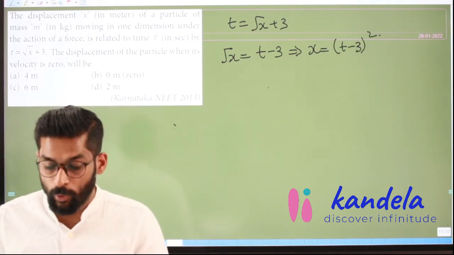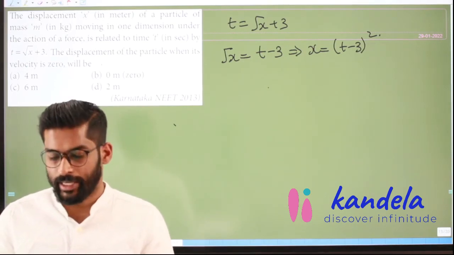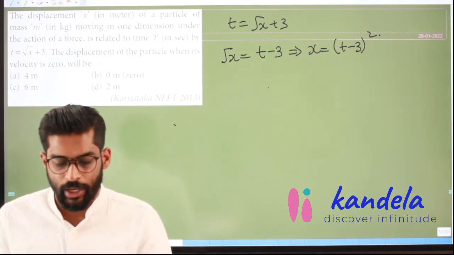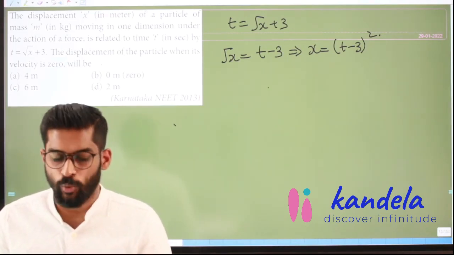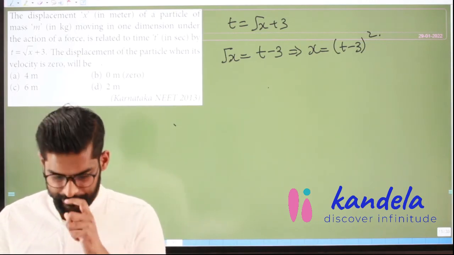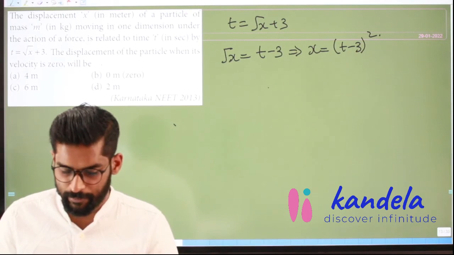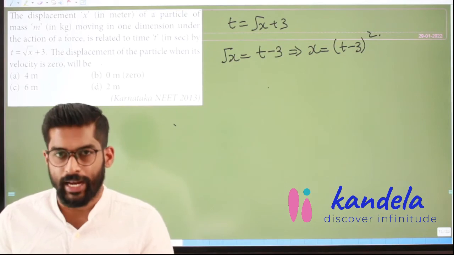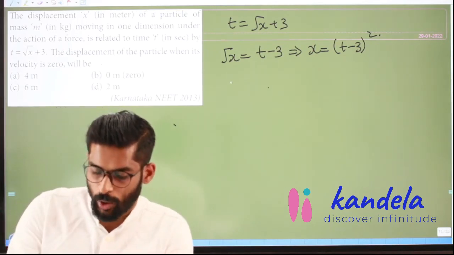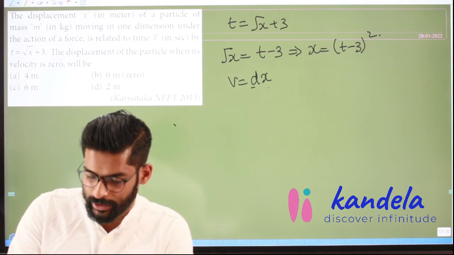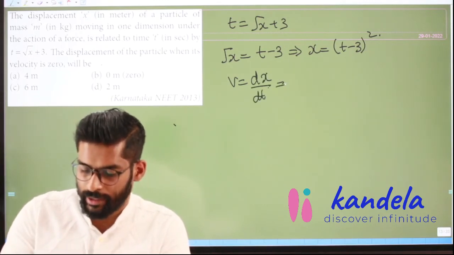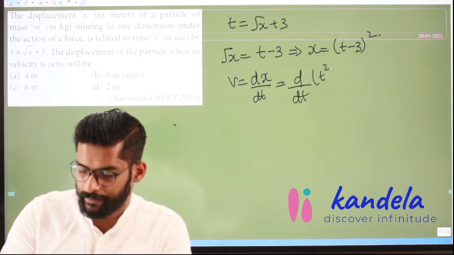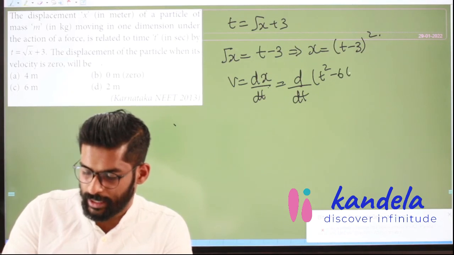Now we are in familiar territory. We know the equation of position with respect to time. Now what we need to find out is the displacement of the particle when its velocity is 0. To find the velocity, we actually need the equation for velocity. So how do we define velocity? Velocity is dx by dt. So taking the derivative, if I expand this, I will get d by dt of t square minus 6t plus 9.